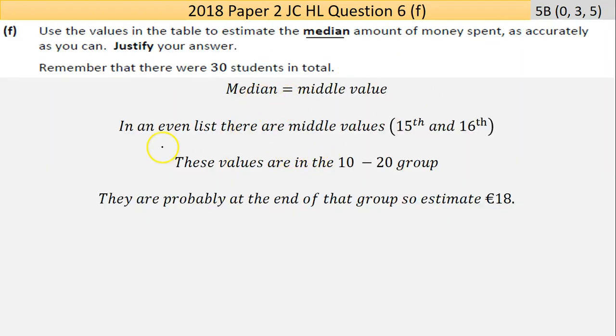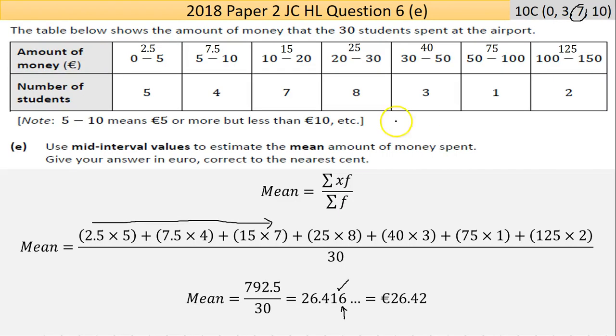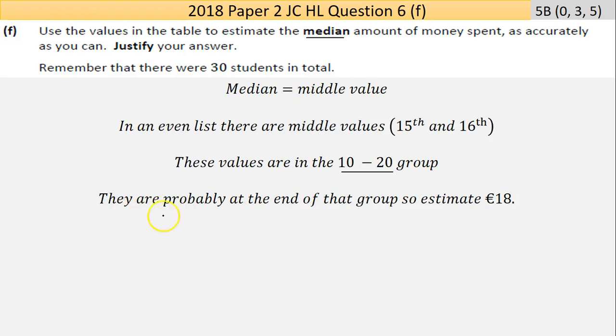The median is the middle value. In an even list of numbers, there are 2 middle values, 15 and 16. Either way, the 2 middle values would be within the 10 to 20 group. We estimated by just looking at the values, but this is a bit more precise in the sense that the 15th to 16th person would be the median. 5 and 4 is 9, 9 and 7 is 16, which is just in that chunk there, around 4/5 of the way between 10 and 20, which would be about 18. The last point there is probably at the end of that group, so we'd estimate around 18.